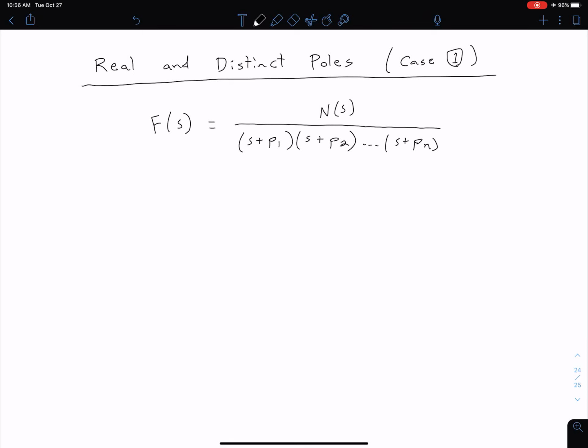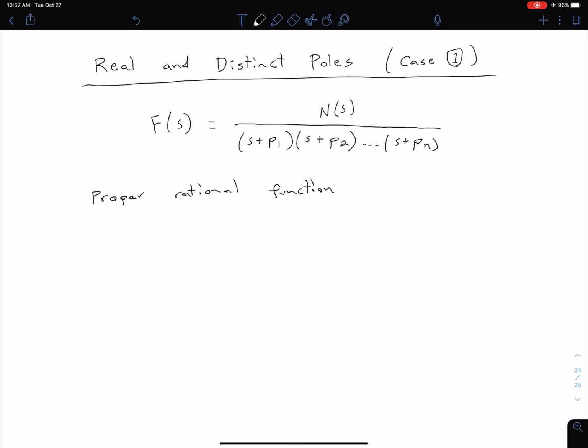Okay, let's take a closer look at our first case, which is real and distinct poles. So we have a generalized function here, F of s. We have some numerator polynomial, which we're not really worried about, other than to say that we assume we have a proper rational function. Other than that, we don't really worry about what our numerator function is at the moment. We'll see an example of how we deal with that.